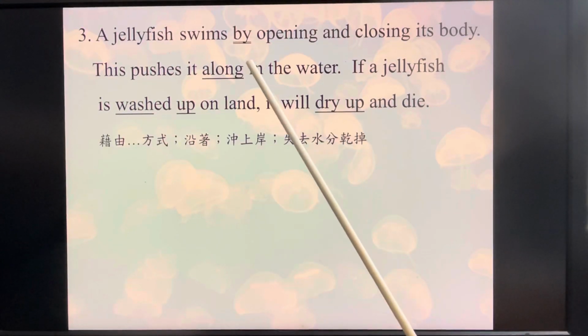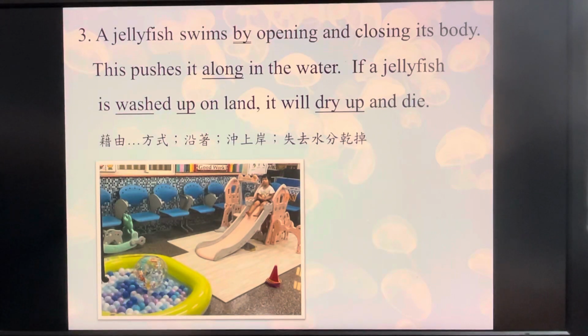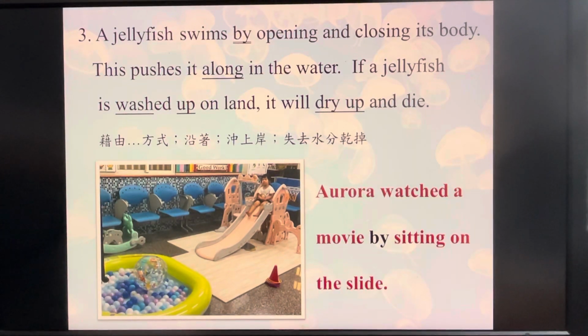Let's look at one more example. Still the by usage. Aurora. Aurora watched a movie by sitting on the slide. So Aurora was watching a movie here, and then by, how did she watch the movie? Sitting on the slide. You can see the word sit. You need a double T before you write ing.